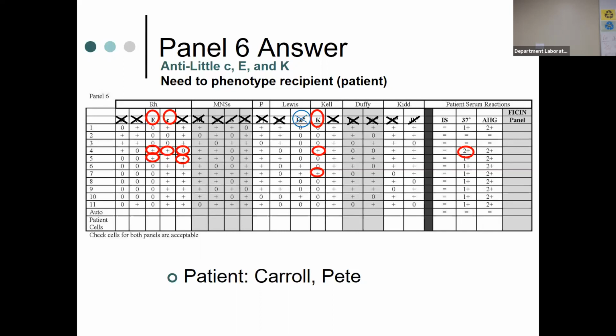And really Lewis too. Lewis is only one positive on number one. Yes, and plus little c is the only one positive on number one too.